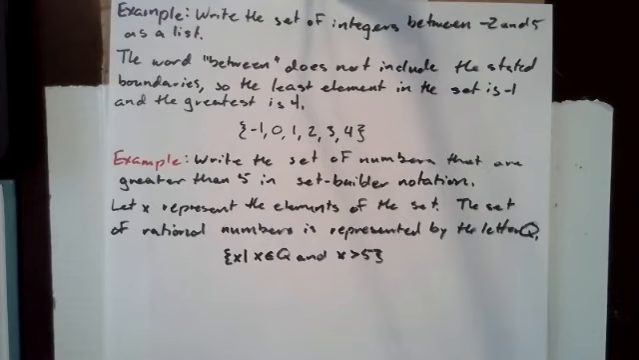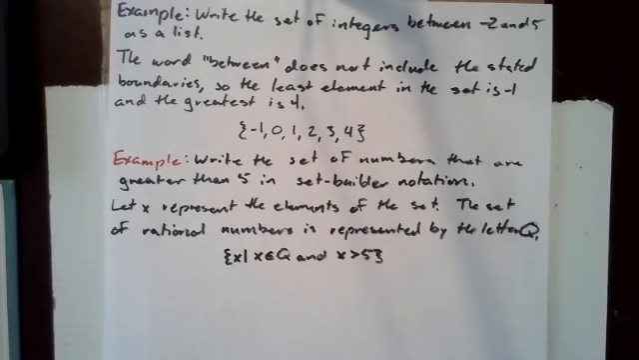We'll first write the set of integers between -2 and 5 as a list. The word between does not include the stated boundaries, so the least element in the set is -1 and the greatest is 4. This is the set -1, 0, 1, 2, 3, and 4.